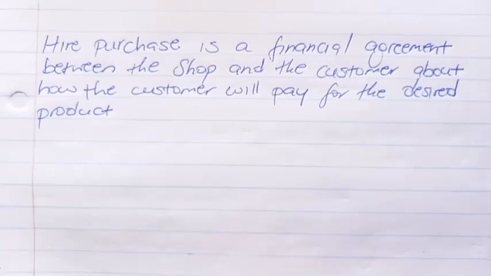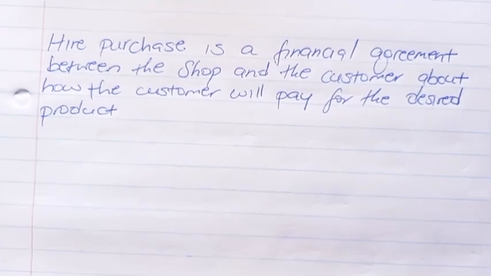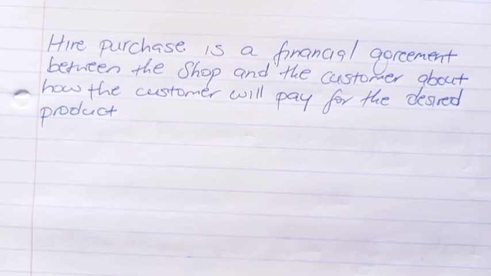Okay, so now let's get the definition in, and then we're going to go to calculations. Hire purchase is a financial agreement between the shop and the customer about how the customer will pay for the desired product. Like I said, it's purchasing on credit. As a seller, you agree with the customer on the payment arrangement: you're going to pay me 100 Rand a month, and I'm going to put an interest of so and so, right? So it's not that complicated. It's a simple process. They do ask questions like, why do you think people would buy on credit even though there's interest added?